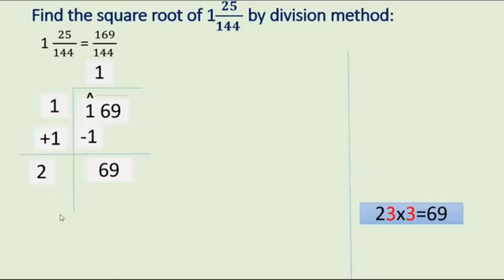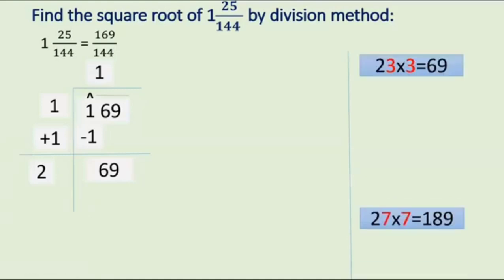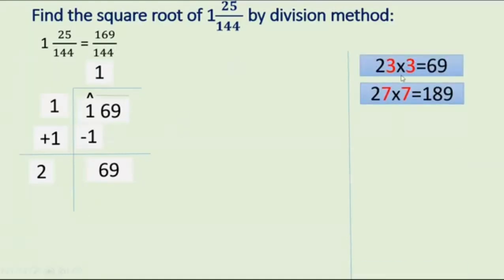So here we can multiply 23 into 3 is 69. We can take either 23 into 3 or 27 into 7. But here 23 into 3 is 69. 69 minus 69 is cancelled, and 23 plus 3 is 26. So we get the answer of the numerator, that is 13.